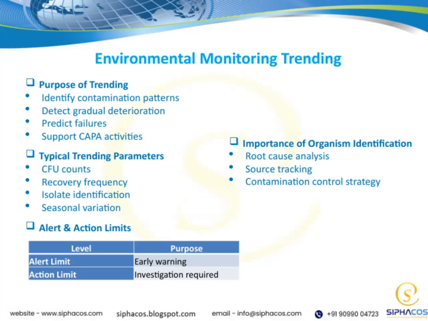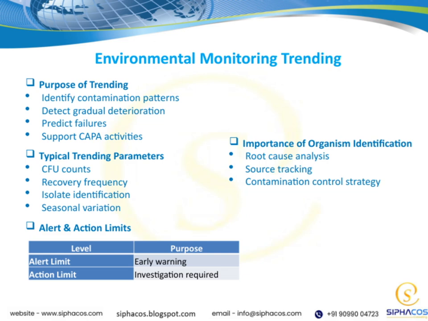Understanding the importance of organism identification is key to keeping our environments safe and controlled. It helps us get to the root cause of contamination, track where it's coming from, and shape effective control strategies. We use alert and action limits as checkpoints. Alert limits give us an early warning, while action limits tell us it's time to investigate.